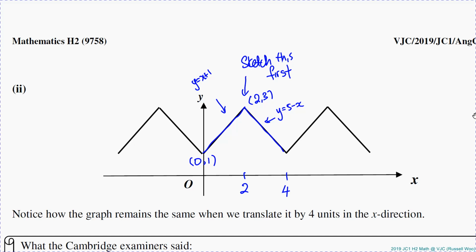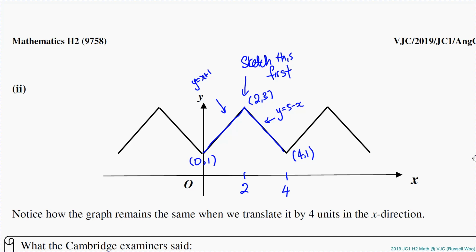So 2 to 4, you substitute 4 in here, you will get 1. So this coordinate also must label. This is 4, 1. So far so good. So we are only going to sketch this part first. But the question very clearly says that we need to sketch all the way from minus 4 to 8.